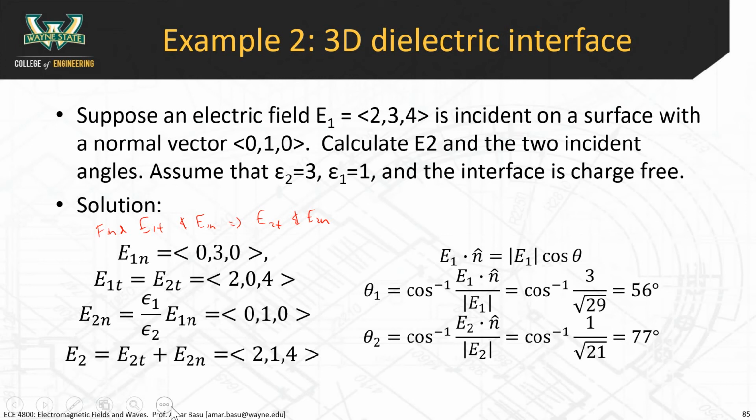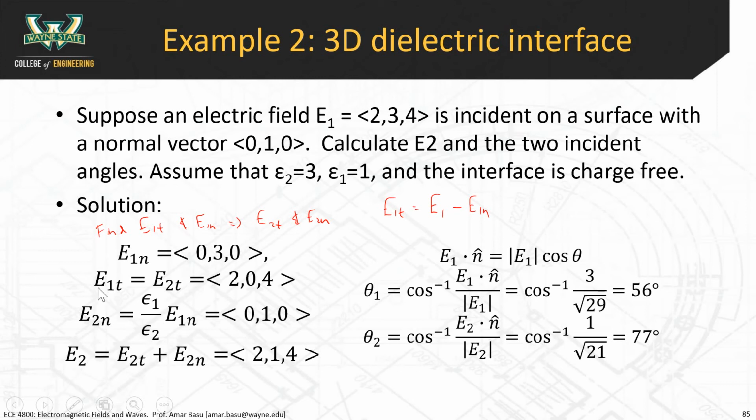And remember that the tangential component of E1 is equal to E1 minus the normal component. So the normal component can be found using dot products. The tangential component can be found by subtracting the normal component from the E1. So I suggest that you go over this problem on your own when you're doing your homework problems. It'll just walk you right through it.